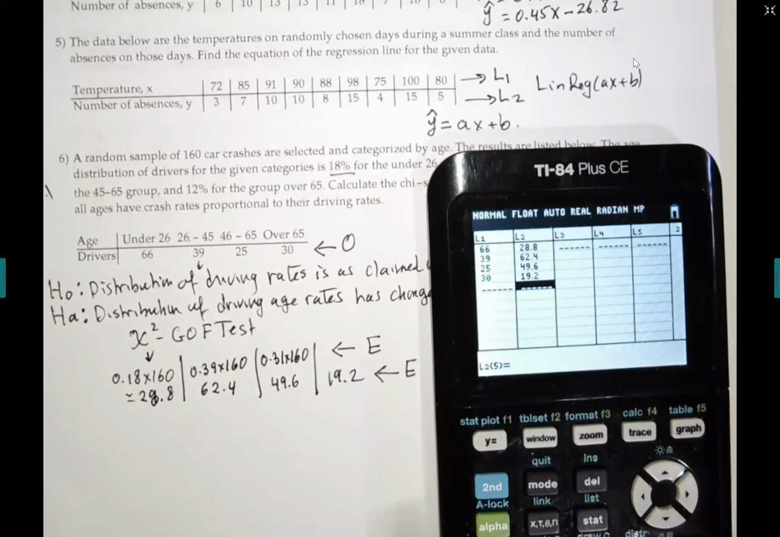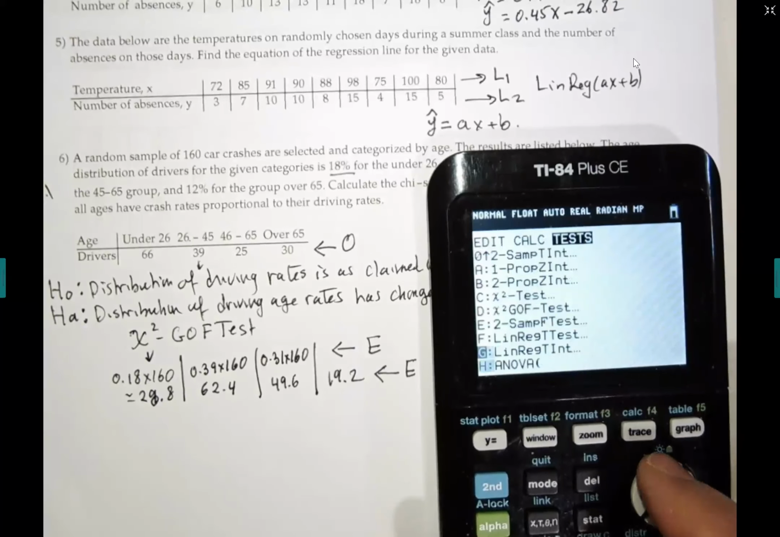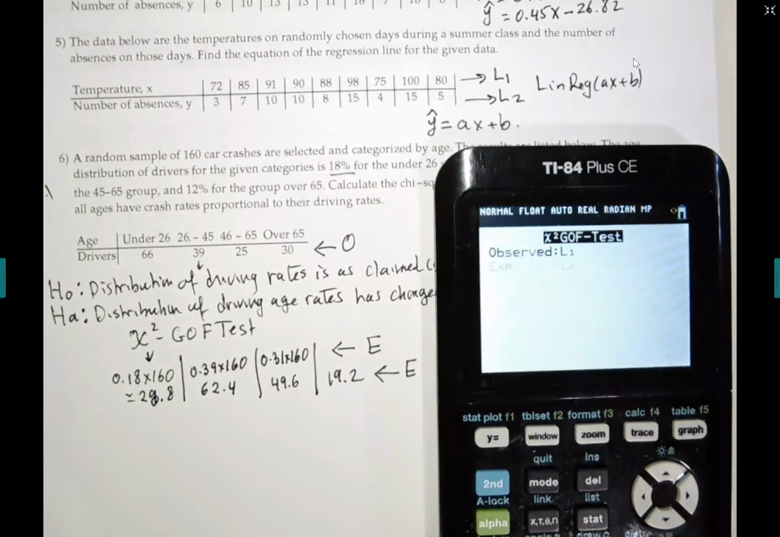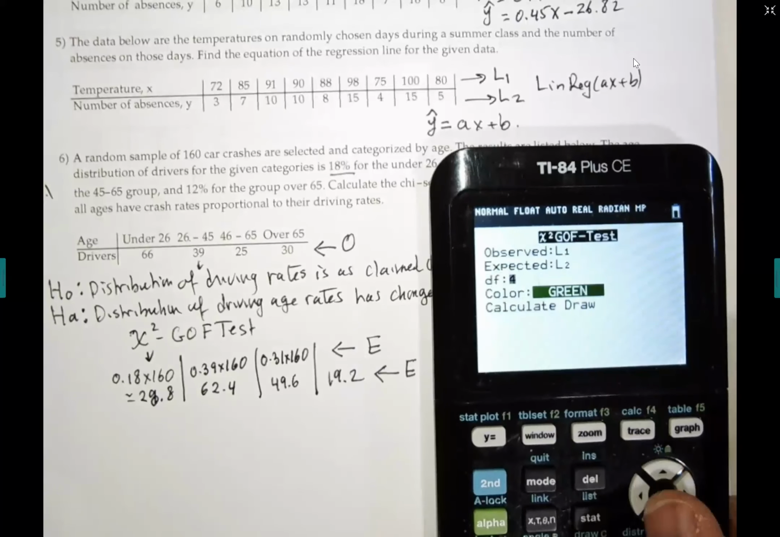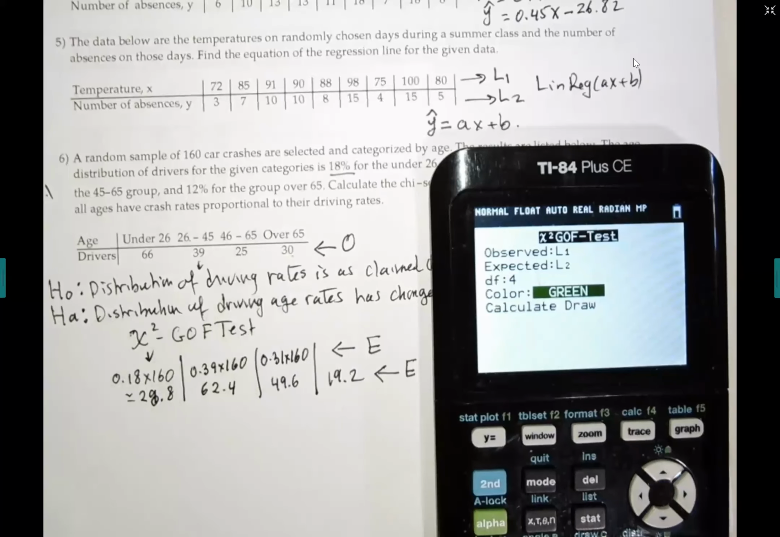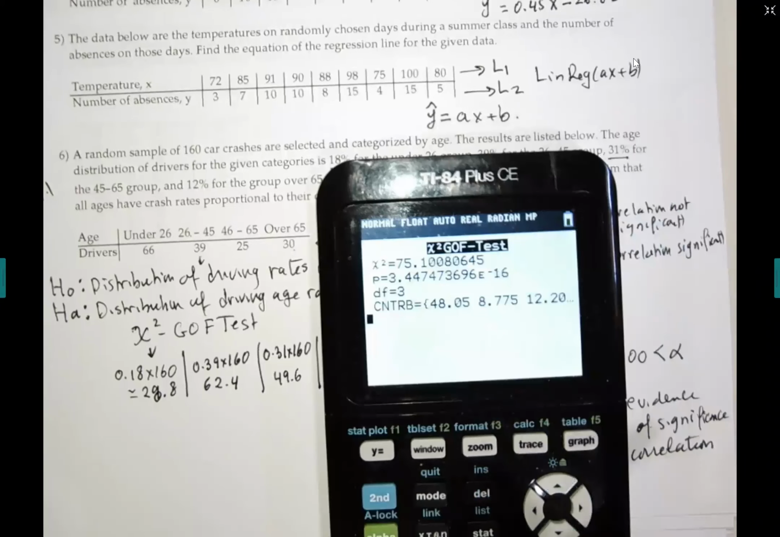Okay. And now, guys, go to Stat, Tests, scroll up. It's this test, goodness of fit test. Enter. L1, L2, degrees of freedom. It's number of categories minus 1. I got, guys, 1, 2, 3, 4 categories minus 1. It's a 3. So I have to put 3 here, and then hit calculate. So I got chi-square to be 75.101. And the p-value is almost 0. You can see E minus 16, so it is a 0.